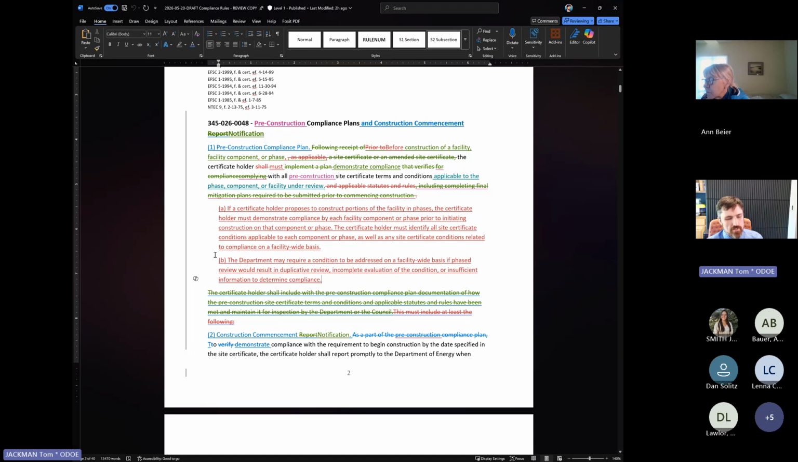Sure. Sarah, I'm gonna punt, or is that the right word? Punt to you. Do you have thoughts on that one? The department requiring a condition to be addressed on a facility-wide basis if phased review would result in duplicative review. It can, it shouldn't.